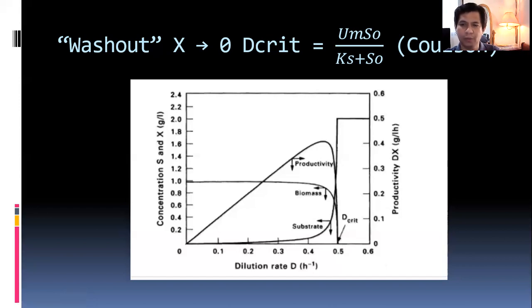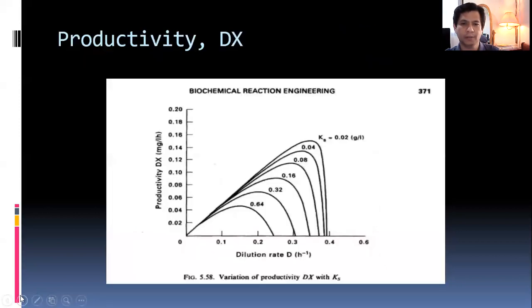Later, we're going to have a D optimum equation. If the calculated D optimum is beyond D critical, that is not allowed and you cannot apply it. It should be lower than D critical. So you cannot increase the flow rate without bounds. If the flow rate going into the fermentor is too strong, the microorganisms will be washed out.